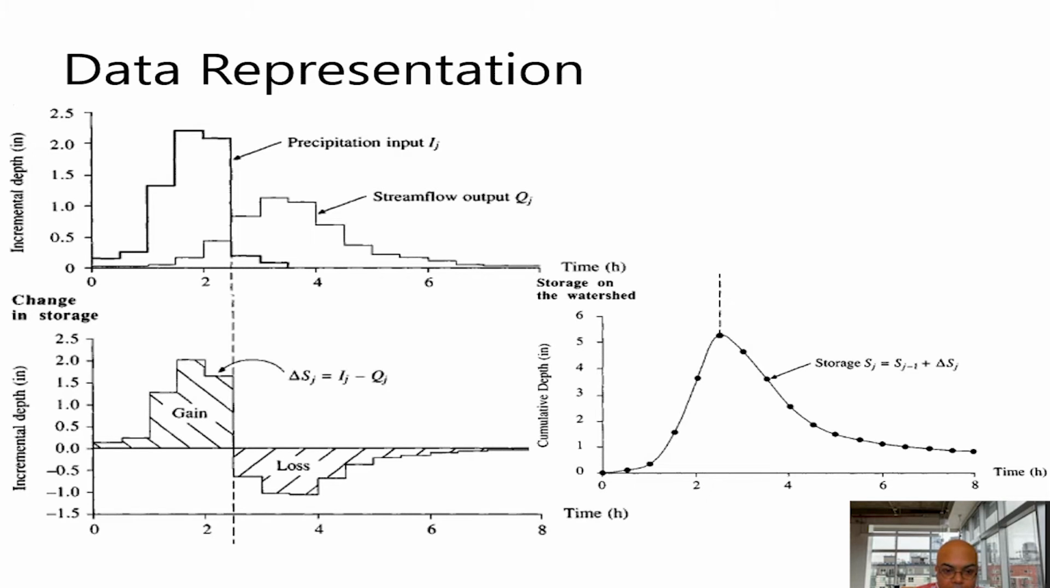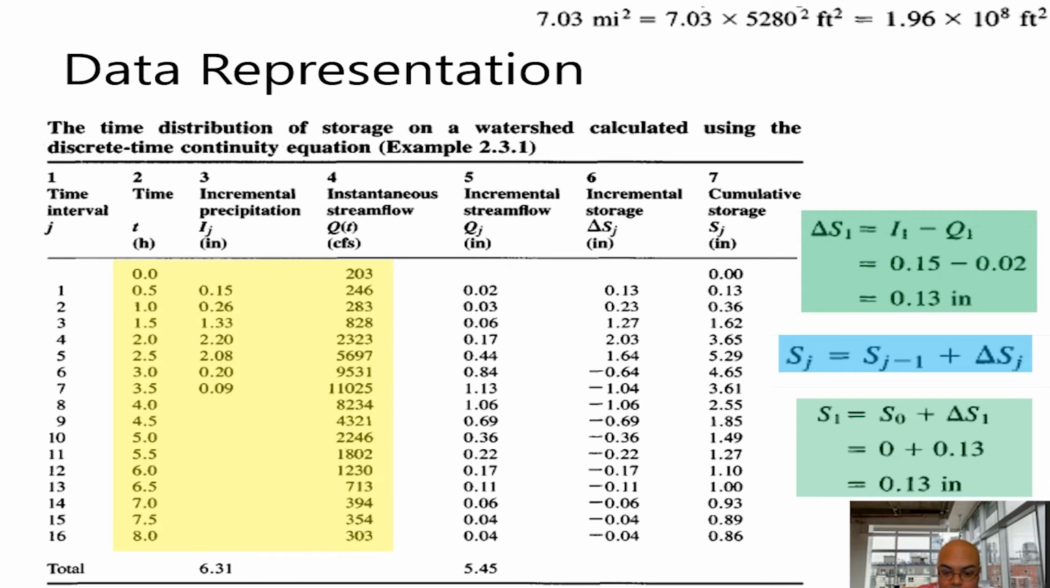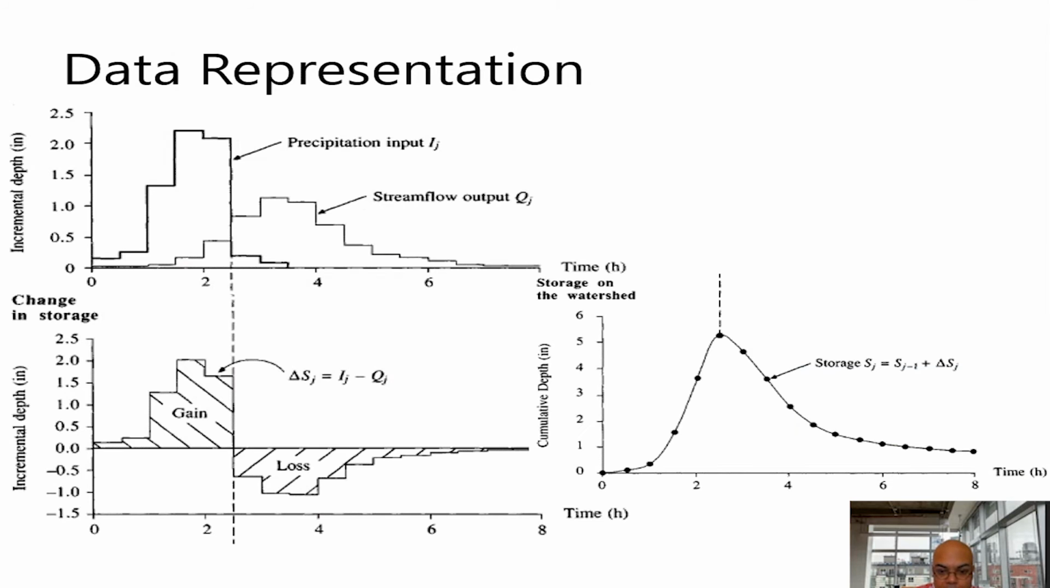We can see that as long as there is rainfall, there is a gain. Once the rainfall is over, there are losses. I mean, whatever water is stored on the watershed is outflowing. So therefore, there is a loss in the storage, and the cumulative storage, that is the cumulative storage Sj, is presented in this figure.